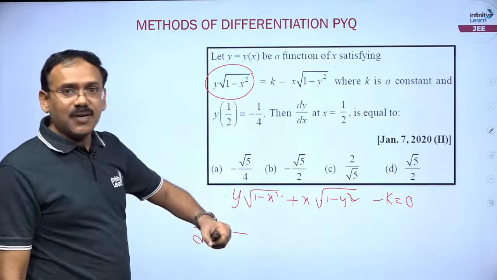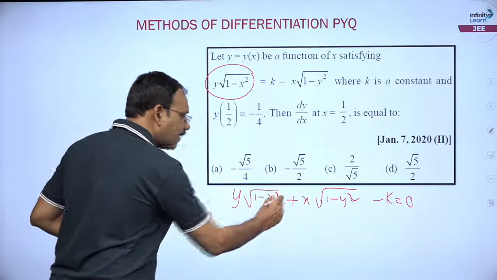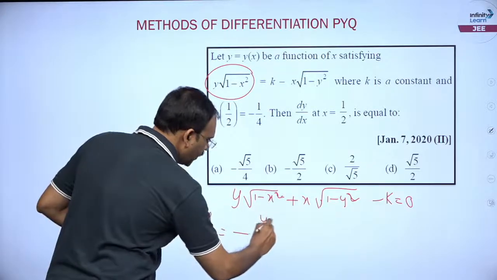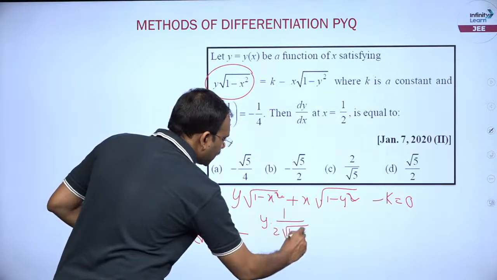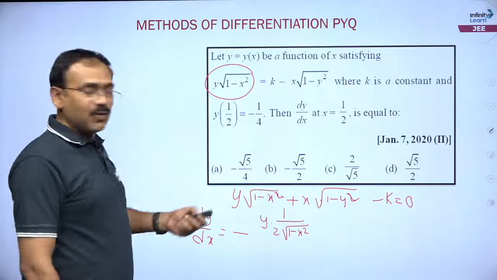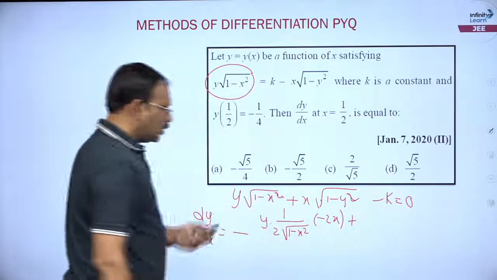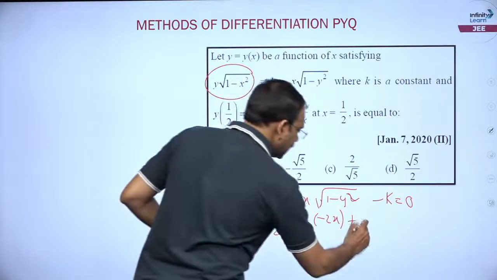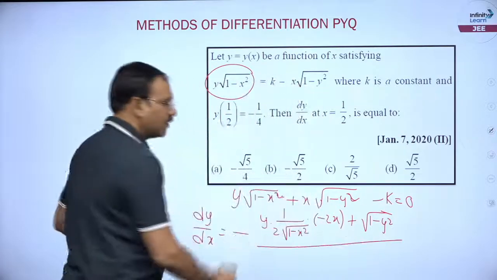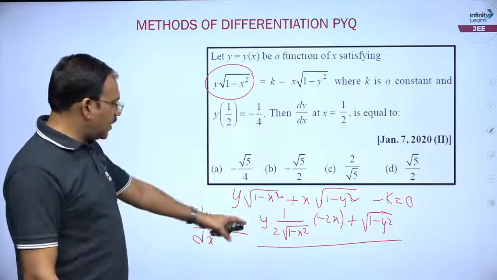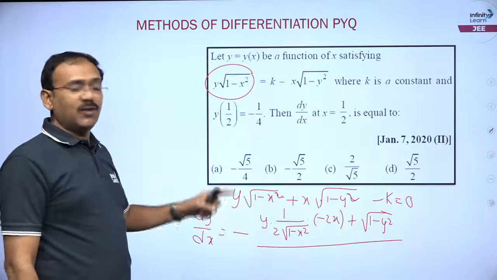dou f by dou x by dou f by dou y. Apply dou f by dou x, with respect to x I am doing. So, y is constant, y into root of 1 minus x square, derivative 1 by 2 root of 1 minus x square into its derivative minus 2x, plus you are taking derivative with respect to x of x into root of 1 minus y square, and x derivative is 1. In the same way, here also you take the derivative with respect to y, minus dou f by dou x by dou f by dou y.